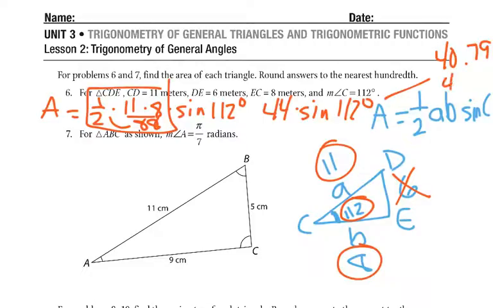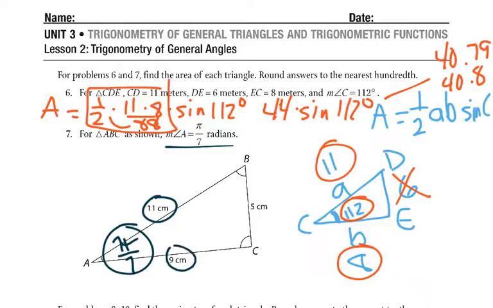Okay, or 40.8. And that would be in meters squared. Okay, so number 7, same idea. Tells me angle A is pi over 7. So angle A, and then these two sides. So it would be 1/2 times 11 times 9 times the sine of pi over 7.